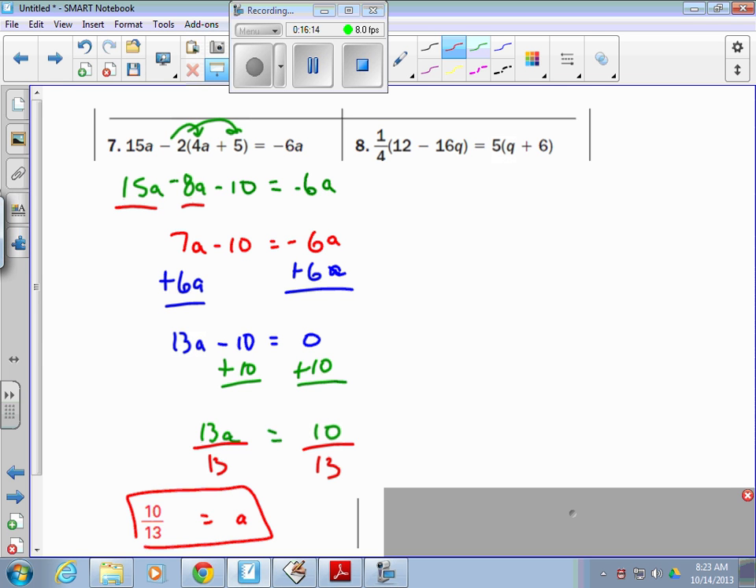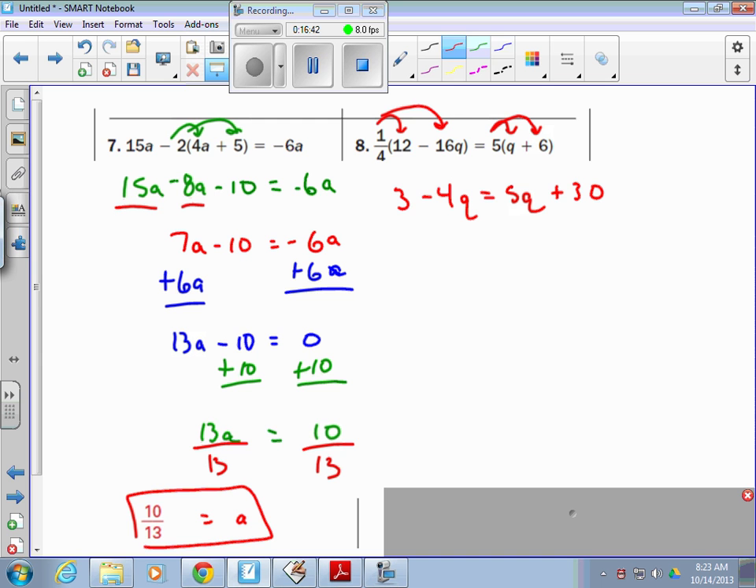1/4 times 12 minus 16q equals 5q plus 6. 1/4 distributes to both. 1/4 of 12, we know that's 3. 1/4 of negative 16q is minus 4q equals, distribute 5 times this, 5q, and 5 times 6 is plus 30. So we got rid of that fraction, and we distributed everything we had to.